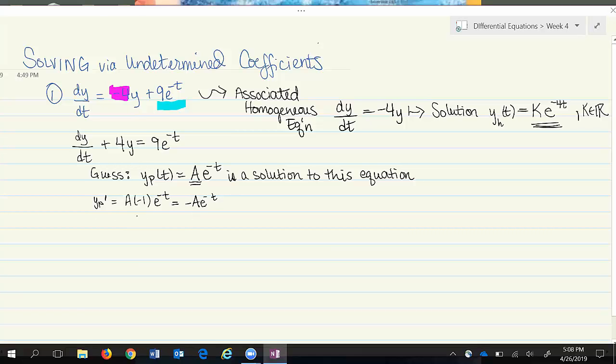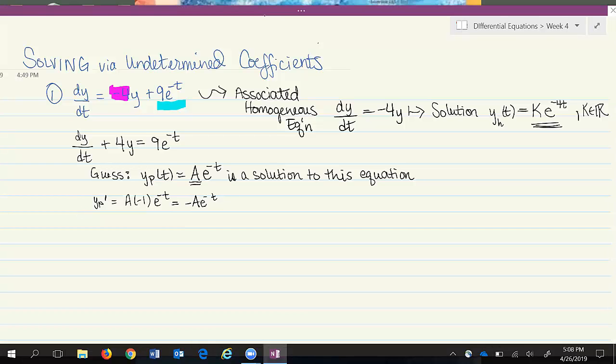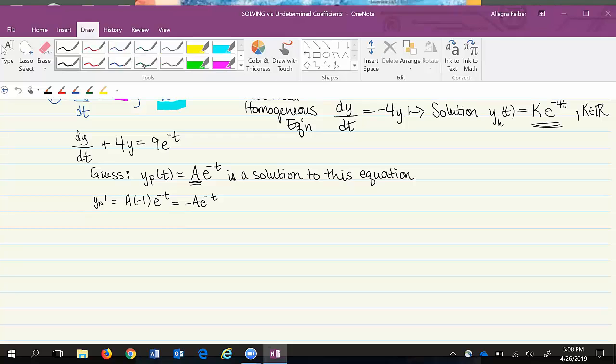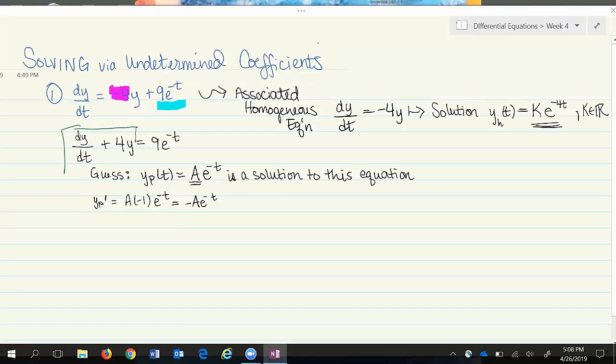And so we're going to stuff this into the left-hand side of the equation. So we look at the left here, this part, and we're going to make our left-hand side look like that. So we need yp prime plus 4yp. In this case, that would be negative a e to the negative t plus 4a e to the negative t. And we're going to set it equal to the right-hand side, because if we're saying it's a solution, then it should equal what the right-hand side of the equation is. So that should equal 9e to the negative t.